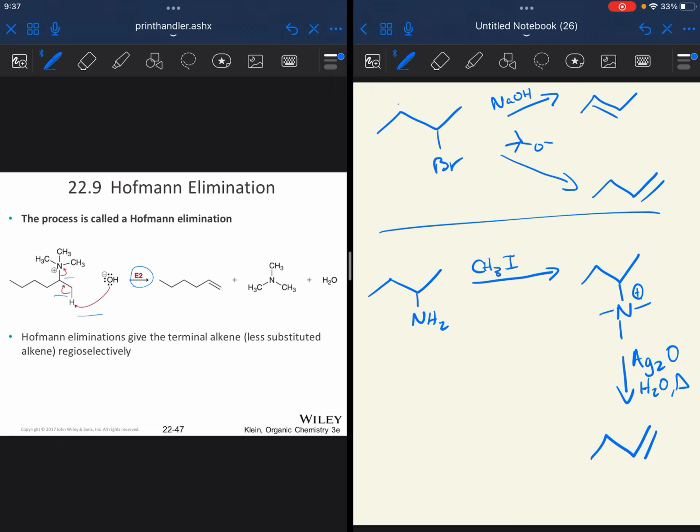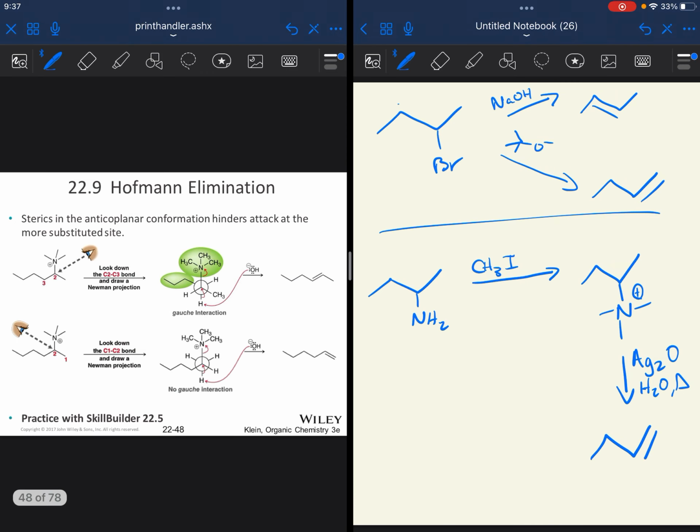For an extra visual on why you get Hoffmann instead of Zaitsev, we can go to our Newman projections. E2 eliminations are anti-periplanar. So you're always plucking the hydrogen off that's anti to the leaving group. To get that hydrogen for the Zaitsev product on the more substituted side, it's going to put the larger part of the molecule gauche to that big leaving group.